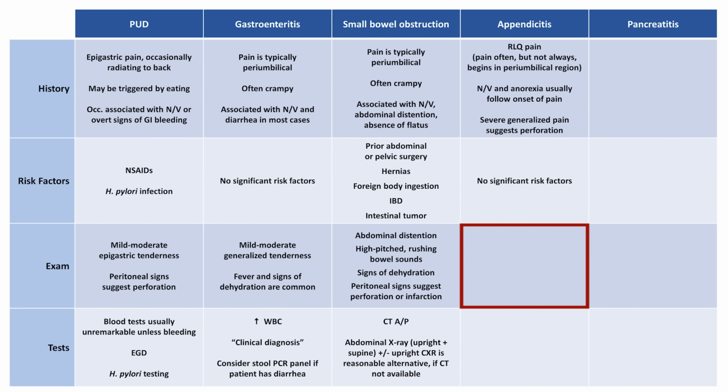On exam, the most notable finding is tenderness at a specific location called McBurney's point, which is located one-third of the distance along an imaginary line from the anterior superior iliac spine to the umbilicus. There are some other classic but less discussed findings, such as Rovsing's, psoas, and obturator signs. Patients are often febrile. And once again, peritoneal signs suggest perforation.